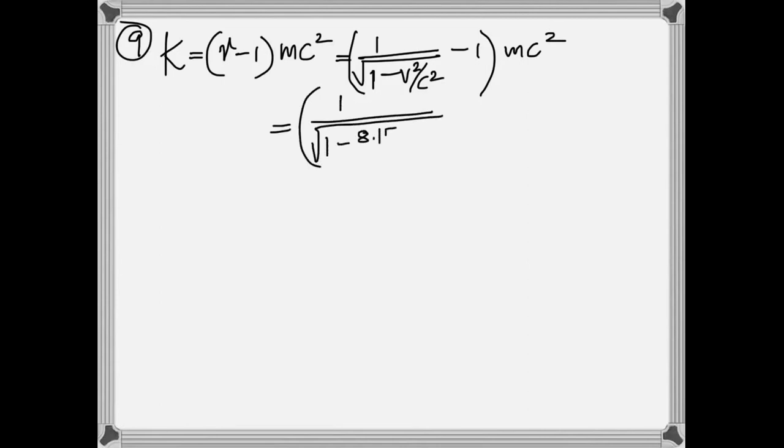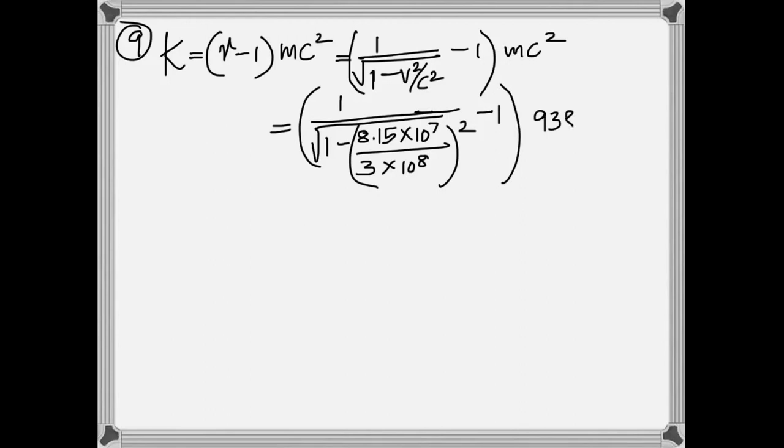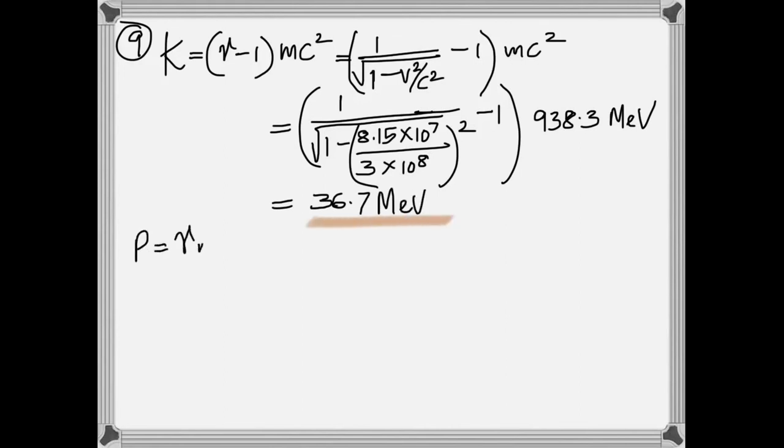And the speed is given. That's the speed of light, minus 1, and then mc² is 938.3 mega electron volt. So you have 36.7 mega electron volt as the kinetic energy. And then momentum, remember, is gamma times mv. So just remember what gamma is.